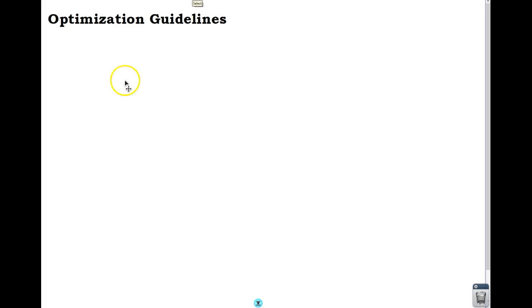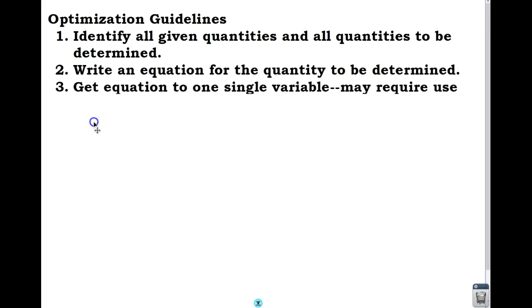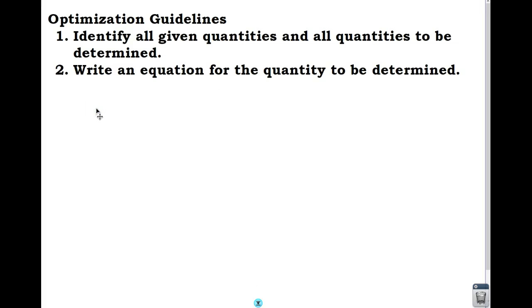Okay, the very first thing you're always going to want to do is identify all the quantities you're given and all the quantities that you have to determine. So the last question, we were given a surface area, we were trying to determine the dimensions that gave us a maximum volume. So that's always the first thing you need to start with. Okay. Step 2, write an equation for the quantity to be determined. The last problem, we needed to write the equation for volume, which we did.